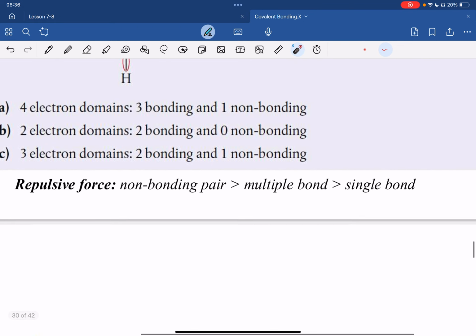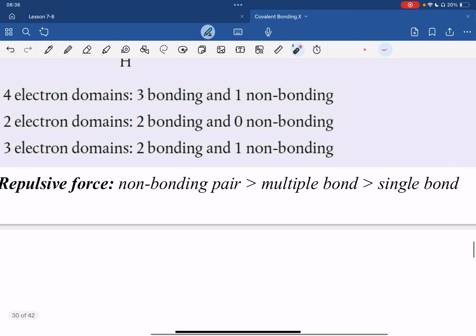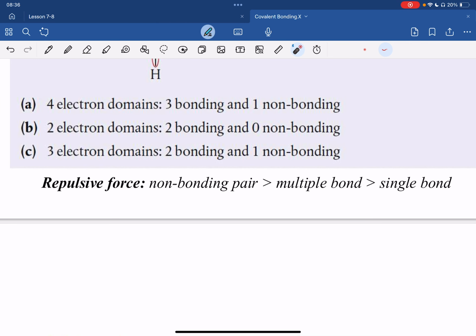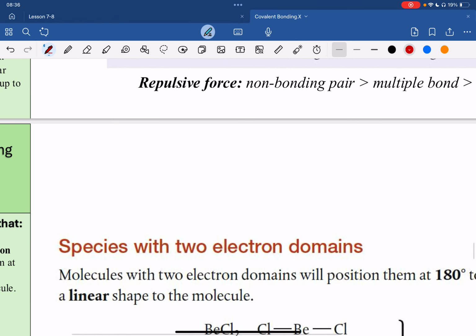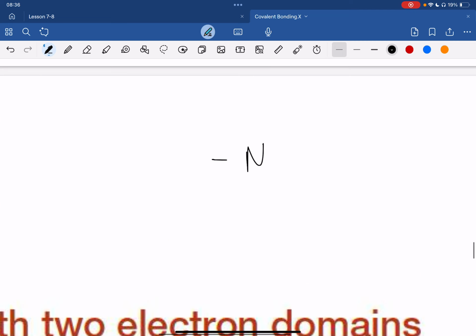One more important factor is that, in terms of the repulsive forces, non-bonding pairs are much stronger than multiple bonds. What do I mean by multiple? Double or triple bonds. They are much stronger in terms of the repulsion than single bonds. So let's do this example of N, H, H, H. If we draw the Lewis structure, we are going to see one non-bonding pair here. Remember the octet rule? And one line means two electrons.